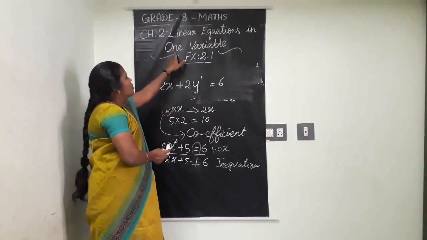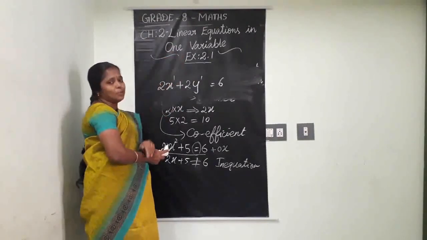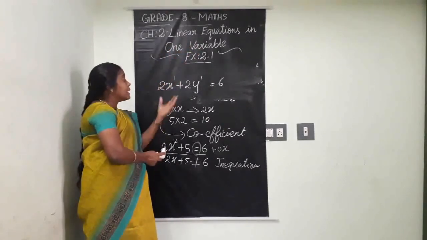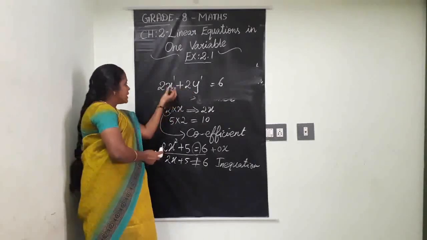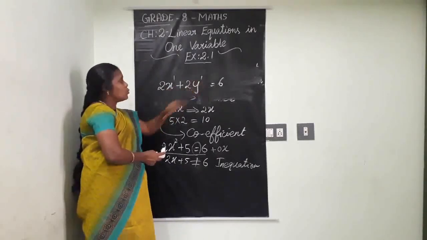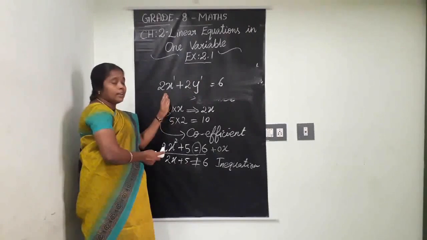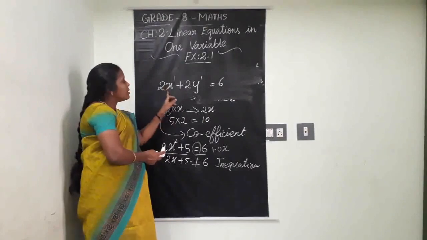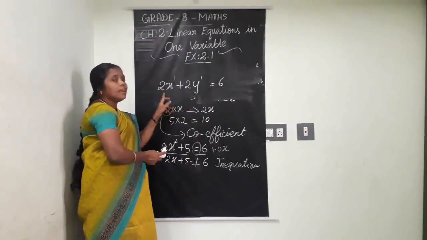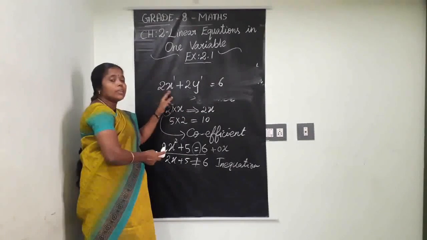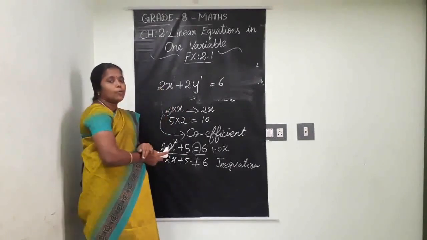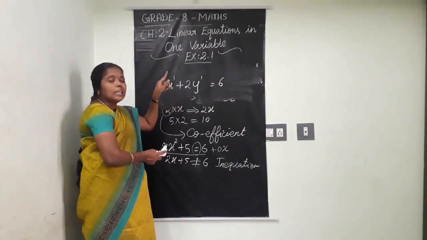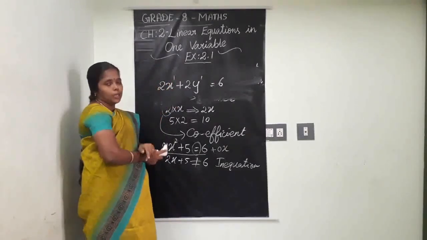But additionally one more phrase is coming here: in one variable. What is it? Linear equations in one variable. Here how many variables are involved? x is one variable. y is one variable. In this equation there are two variables. So this is an example of a linear equation in two variables.